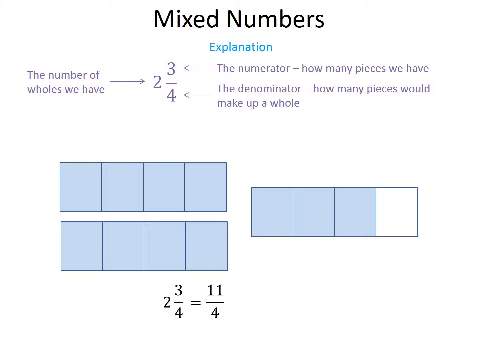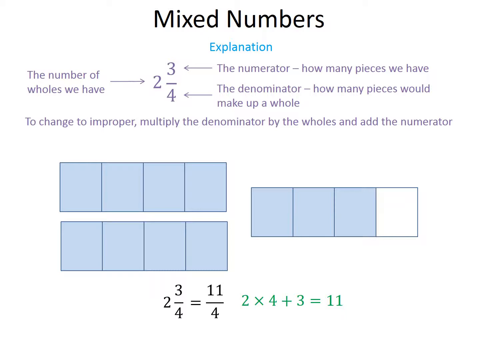Now really what's happened there is I've said, well look, there's 2 lots of 4, isn't there? There's one lot of 4, there's another lot of 4, so I've really just multiplied them together. And then I've said, and there's another 3. So to work it out, I went 2 times 4 plus 3, that got me 11. Remember, I didn't need to work out the 4, it's exactly the same as over here. And so to make something improper from mixed, we multiply the denominator by the wholes. That tells us how many pieces together I've got all together in the whole numbers. And then I just add the numerator, because there's that many more pieces just sitting off to the side here.